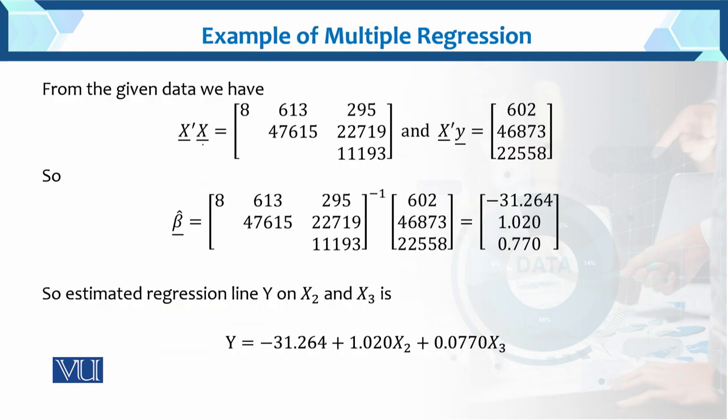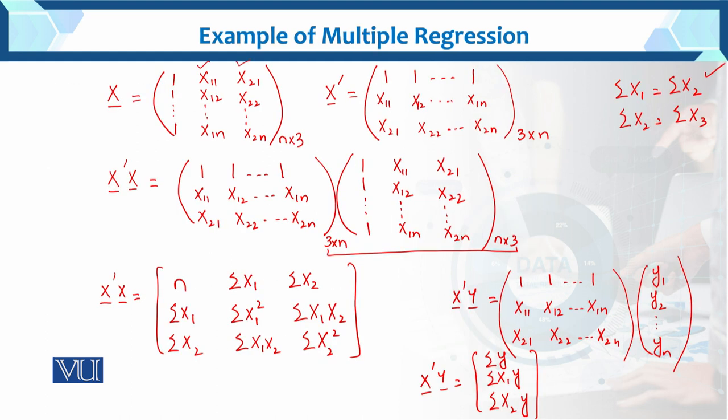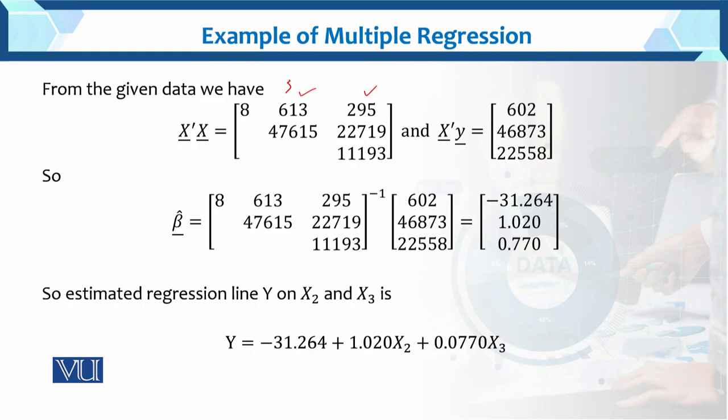Now this is x transpose x. N total number of values kitni thi n, and this is sum x2, and this is sum x3, and this is the n. And this value is the sum x2 square, and this value is the sum x2 x3, and the last, this is the x3 square. X transpose x ki values aa gayi. Similarly, x transpose y, this value which is equals to sum of y, sum of x2 y, and this is the sum x3 y. Data aapke paas hai, us data ko humne uske sum isme put kiye.